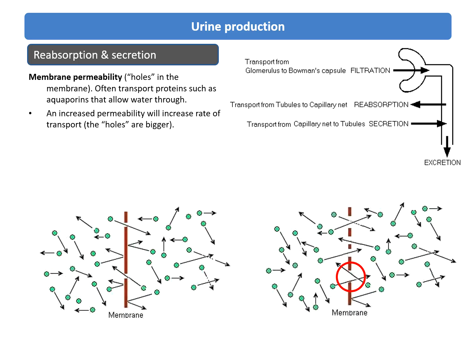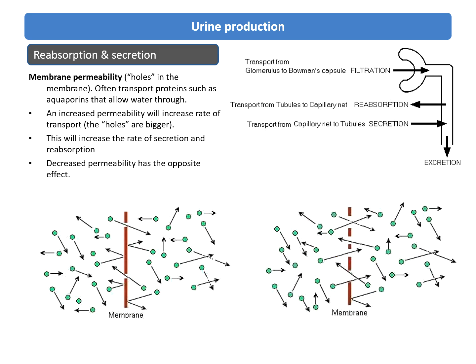Notice through this hole, 2 particles are moving, 1 in each direction. This will increase the rate of secretion and reabsorption. Decreased permeability would have the opposite effect, decreasing the rate of movement. ADH increases the permeability of membranes to water.